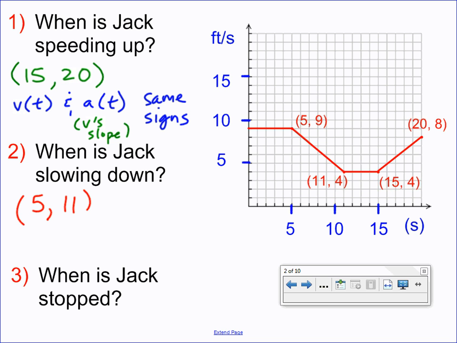And raise your hand if you had 5 to 11. So you have 5 to 11 already, good. And thank you. A justification for that again could be velocity, v of t, and acceleration, a of t, opposite signs.